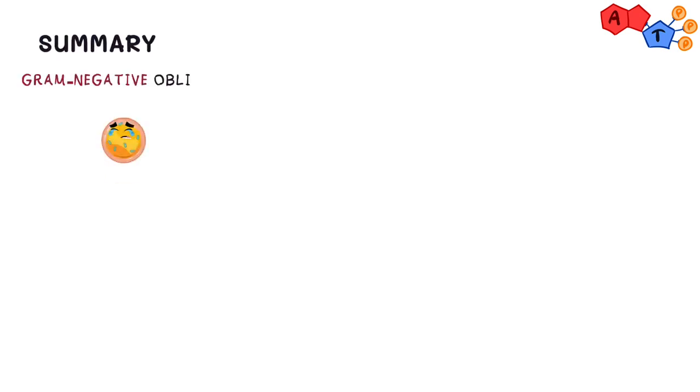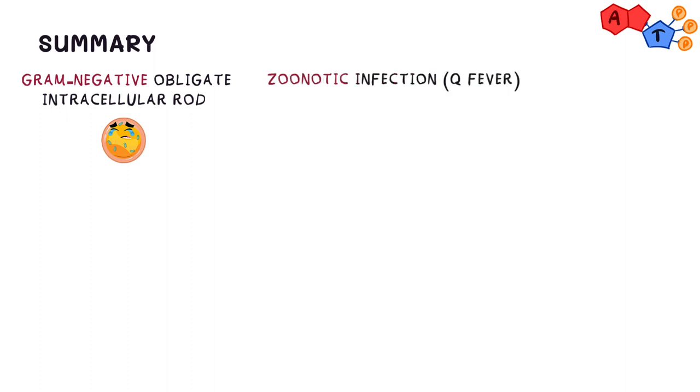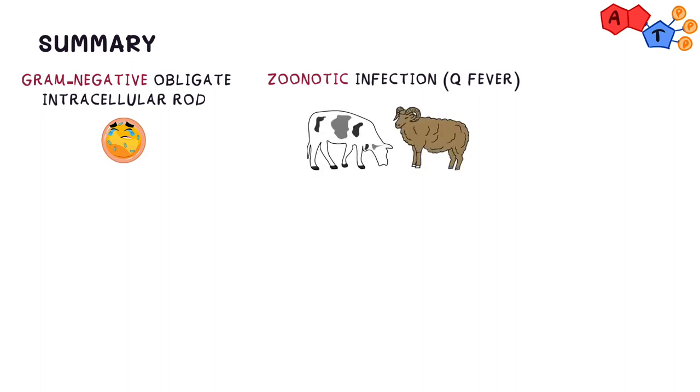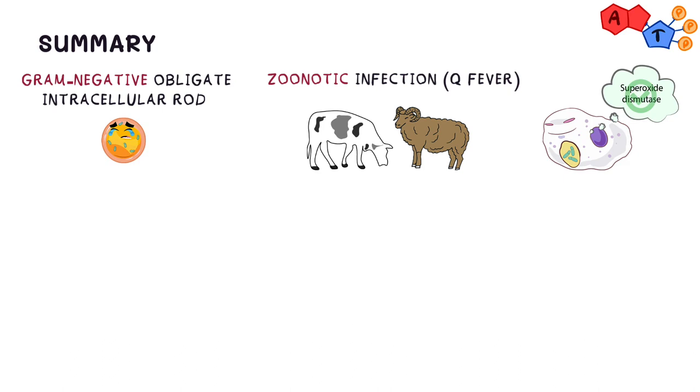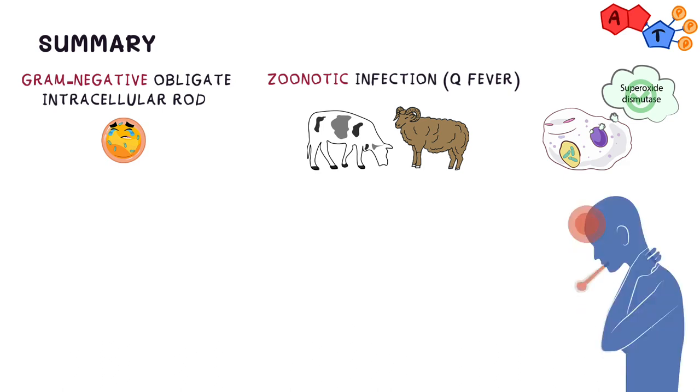Okay, so a quick recap. Coxiella is a gram-negative, obligate intracellular bacterium. It causes zoonotic infections, Q fever, which is mainly transferred from farm animals through aerosol transmission. It has the ability to survive inside macrophages by producing superoxide dismutase, and it causes Q fever that presents with fever, headache, and hepatitis, and the rare chronic form which results in endocarditis.